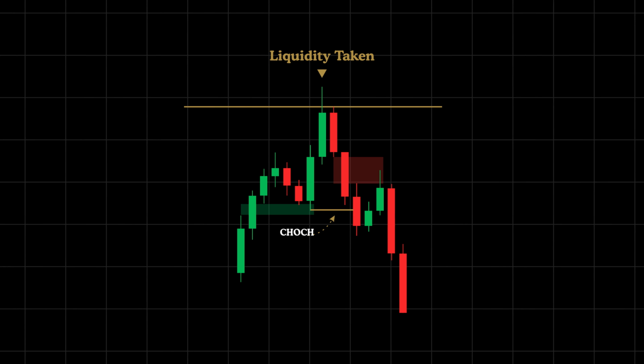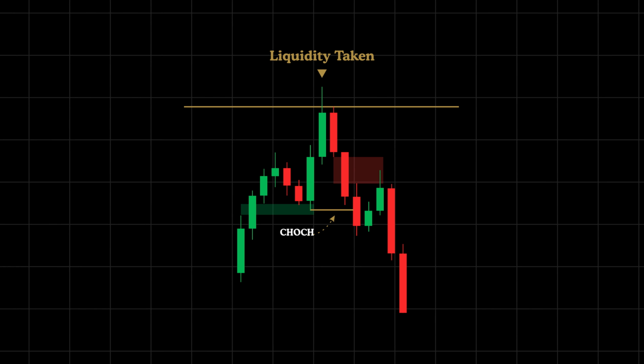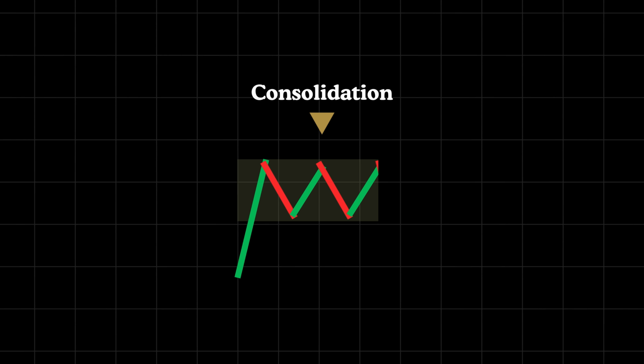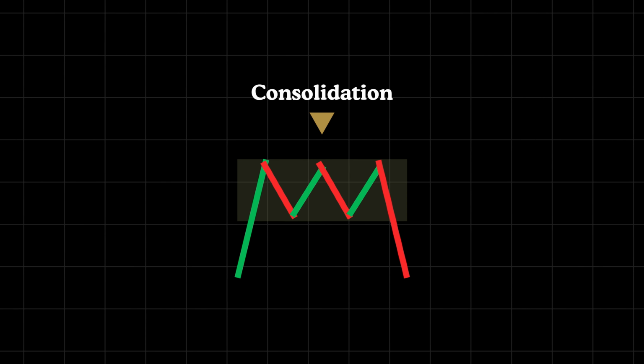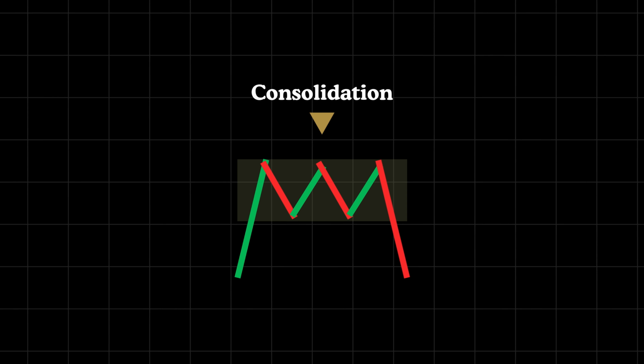Most traders can recognize a trend reversal using basic market structure. But once price enters consolidation, that clarity fades, and traders often get caught in the chop, taking losses back to back without a clear directional bias.